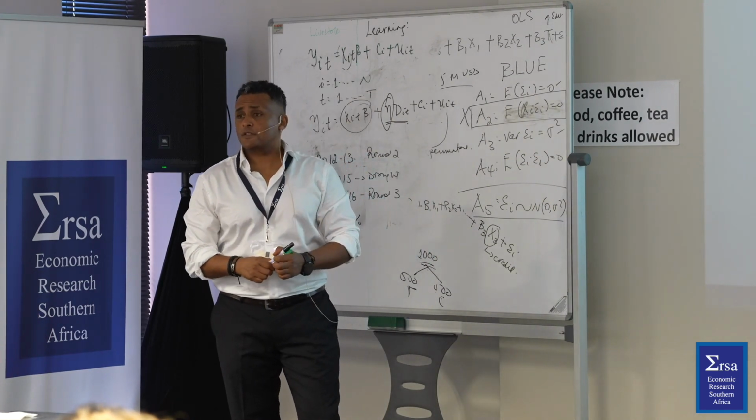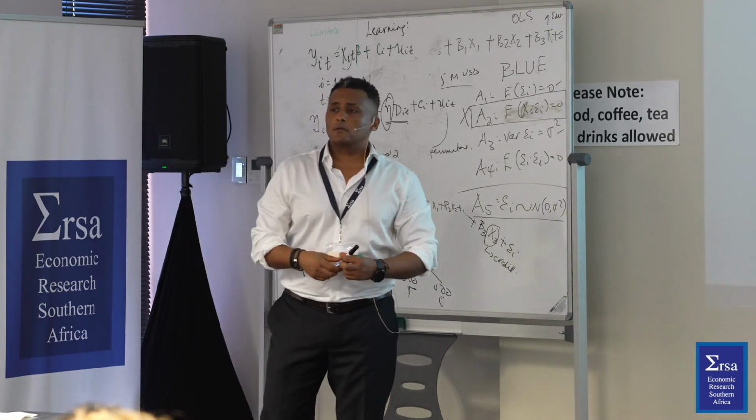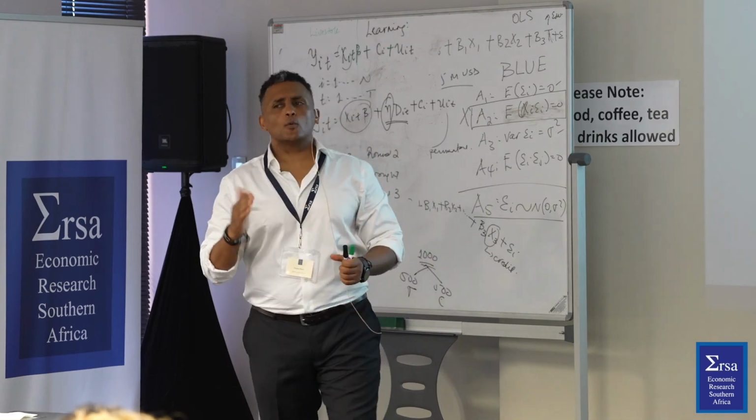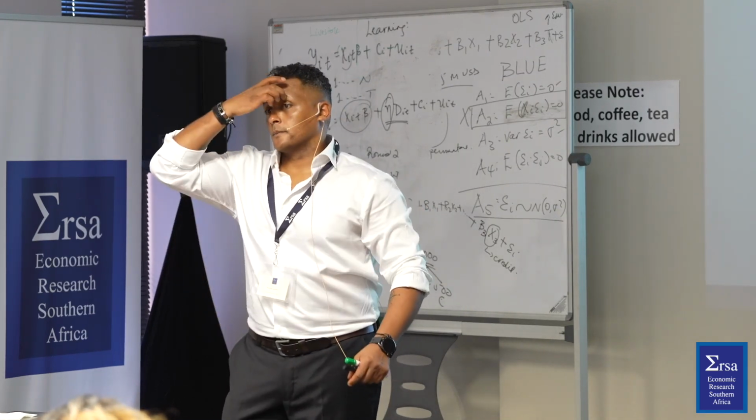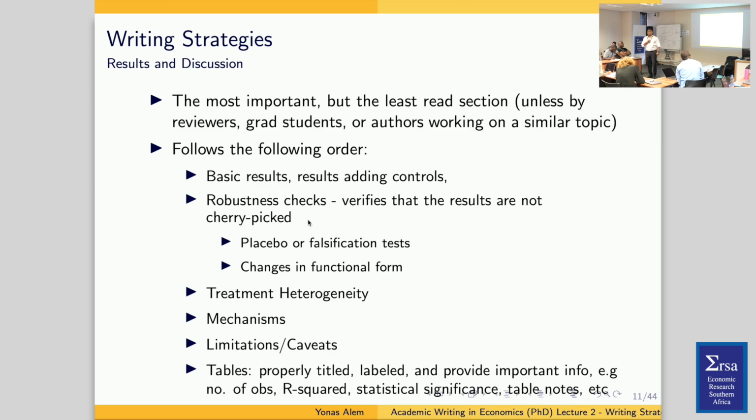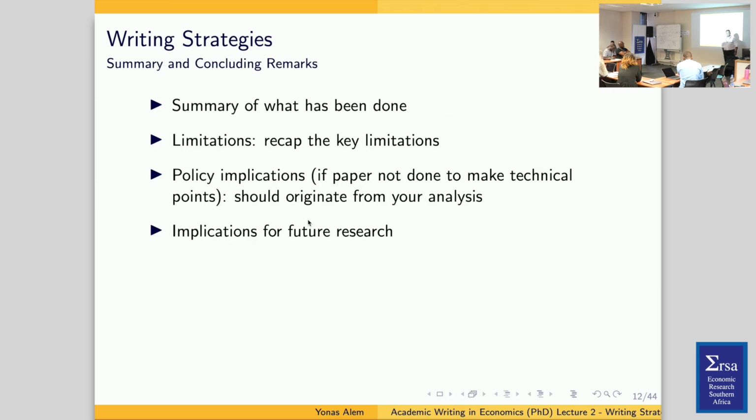And then limitations, caveats. What are the limitations of this study? You have to be honest about it. You shouldn't hide them, because people would always be able to find them out. When you are honest, people will respect you. But when you want to hide it and go through, people would be upset. So it's very important to be upfront. Tables should be properly labeled, titled, and provide important information, for example: number of observations, R-square, significance, standard errors, etc.